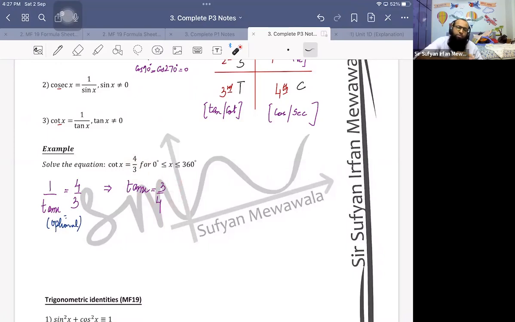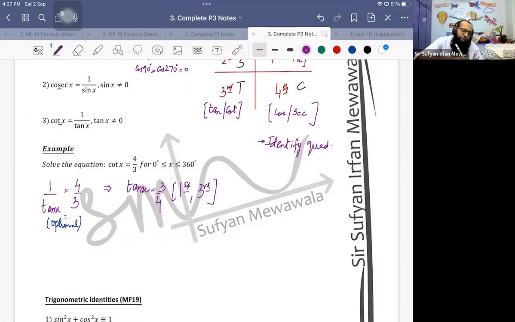Now the process will be the same as we studied in AS. Tan x is 3/4. So the steps were: step number 1, identify the quadrants in which the angle lies. The quadrants would be the first quadrant and third quadrant, because tan of an angle is positive in the first and third quadrants.